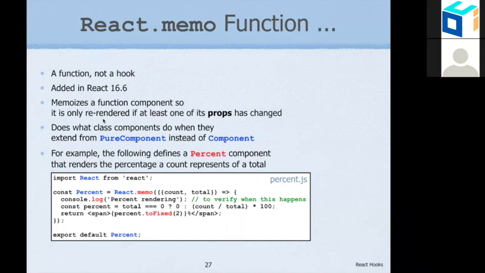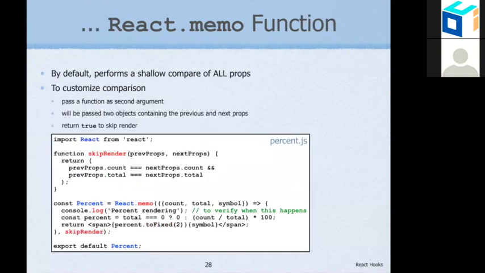So in the example at the bottom, I have this percent component, and rather than just define it with a function, I'm wrapping that function inside a call to React.memo. This function takes two props, a count and a total. I'm printing out when it's re-rendering just to make sure that this is actually working. And then I compute a percent, and then I render a span that has that inside it.